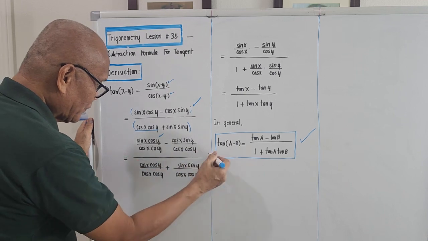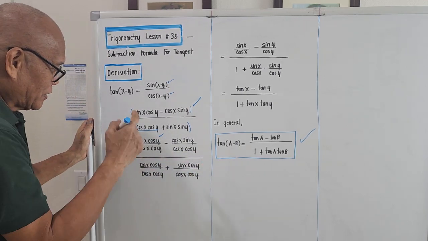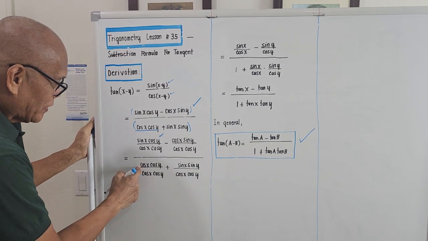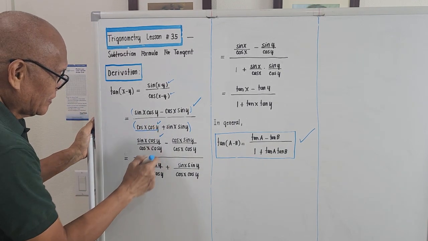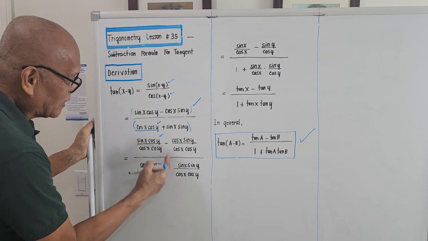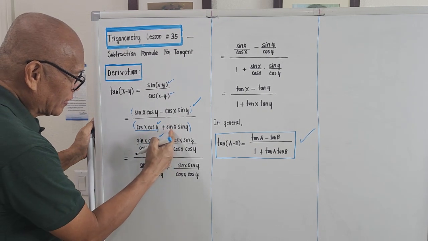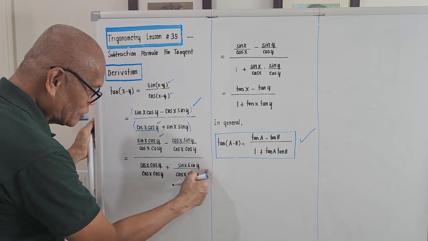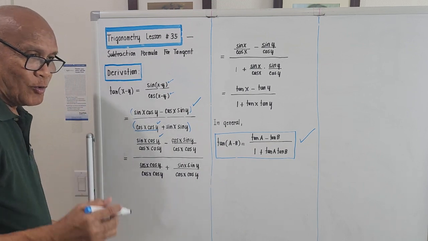Okay? All over. The denominator is actually the expansion, sorry for that one. Cosine x cosine y, I rewrite that one, divided by itself, cosine x cosine y. This is plus. I will rewrite this one, sine x sine y. Again, we will divide this by cosine x cosine y.